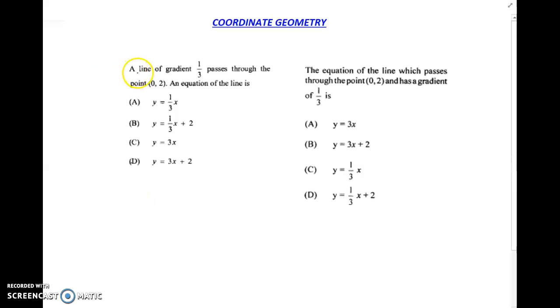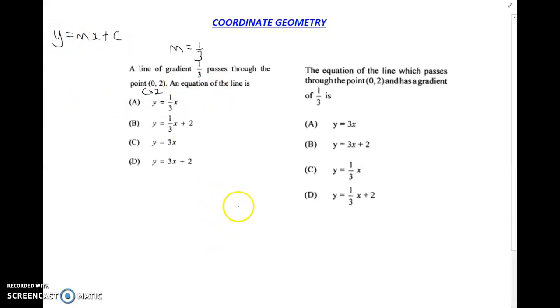A line of gradient a third. So we know m is equal to a third right away. It passes through the point 0, 2. Remember I told you when you have 0 for x and a number for y, that is your y-intercept. But we'll go through it again. So your c is 2. And the equation of the line, again the general equation is y equals mx plus c.